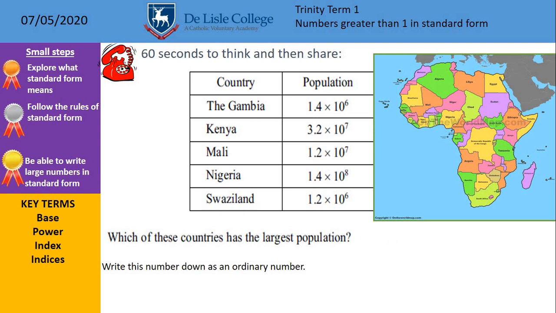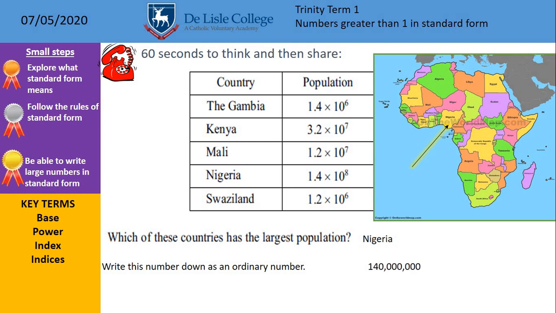Okay, so the one that has the largest population, it's not the country that you'd possibly have, some may have gone with Kenya because of the 3.2. You need to look at the power of 10, and the one with the largest one there is Nigeria with an 8. Okay, so Nigeria would have the largest population. I think I've tried to draw an arrow on the screen to show where that is in terms of Africa. That is Nigeria.